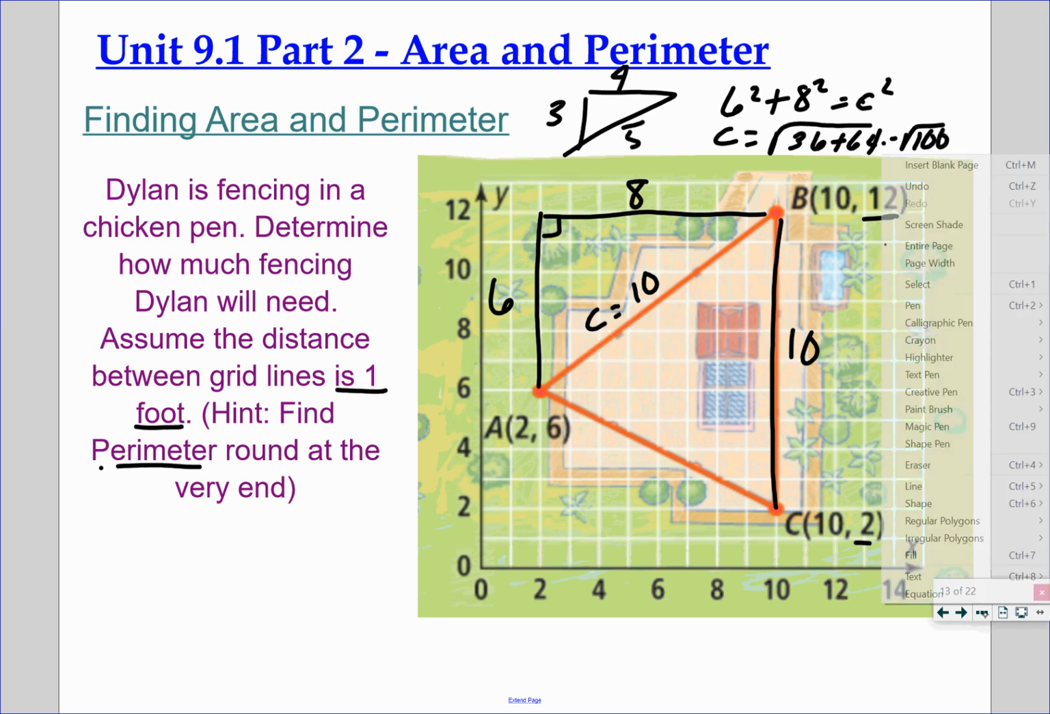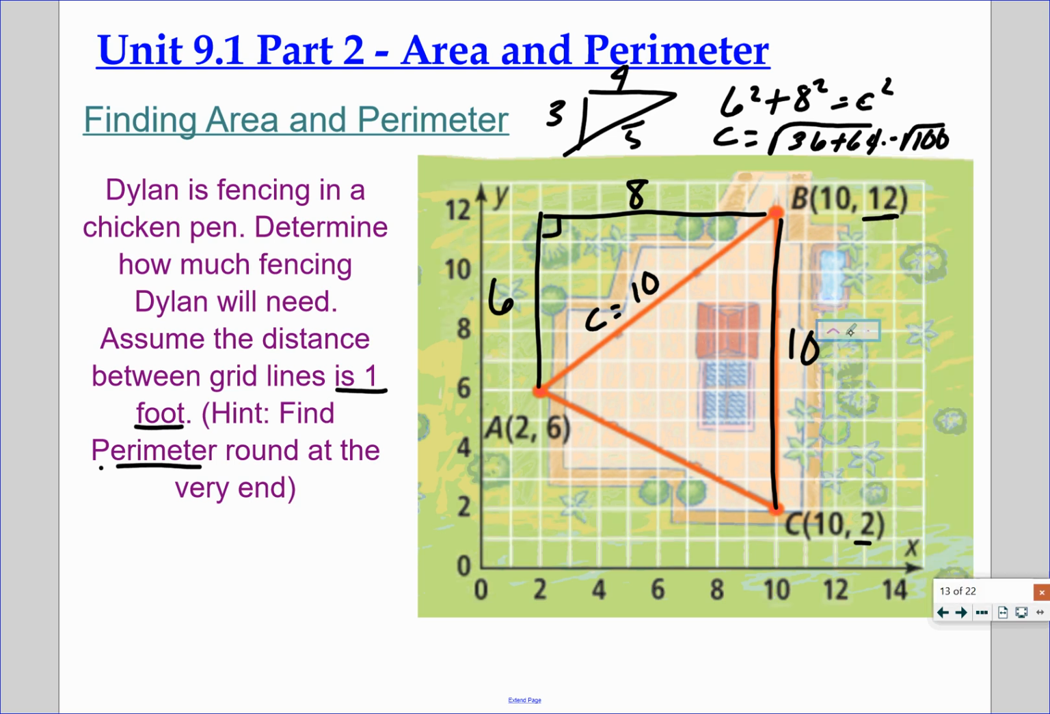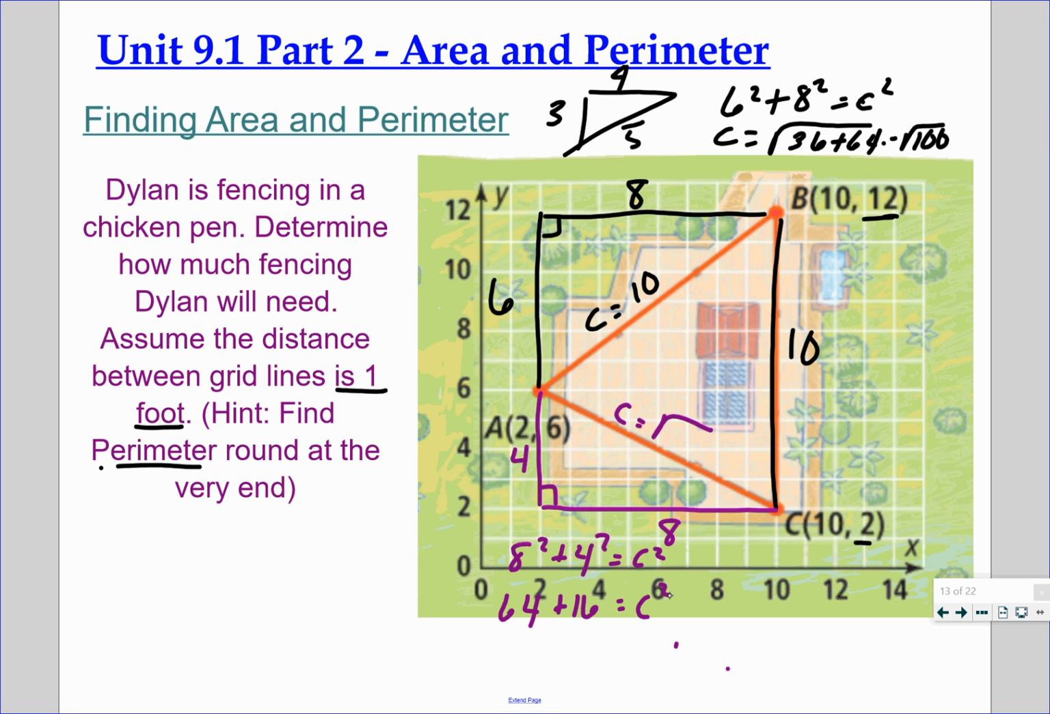Down here, we can do it again with our shape. We can draw our box or our triangle here, and this is going to be an 8 by 4. So we know 8 squared plus 4 squared equals c squared. So in this case, c will be the square root of 8 squared, which is 64, plus 16, and then 64 plus the 16 gives us the square root of 80.